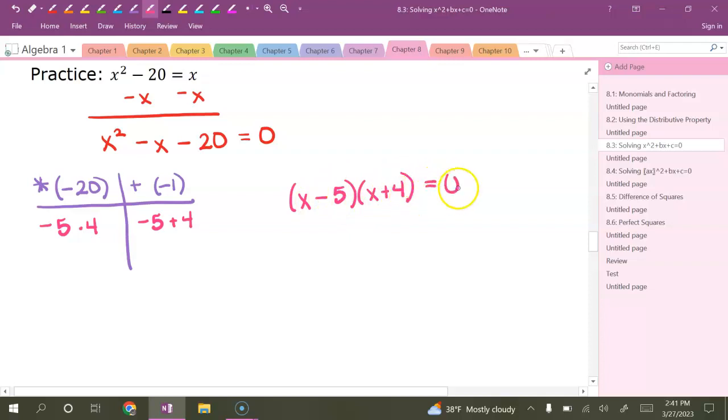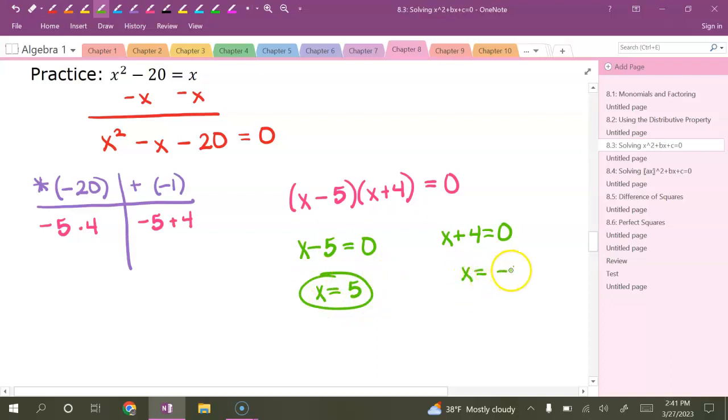And then if we did solve it, so if we set it equal to 0, you should have gotten those both set up individually first, and then solved them, and I got 5 for one root and negative 4 for the other root.